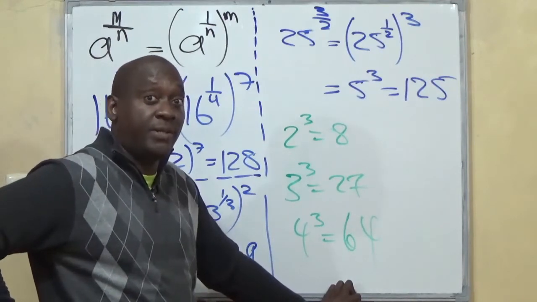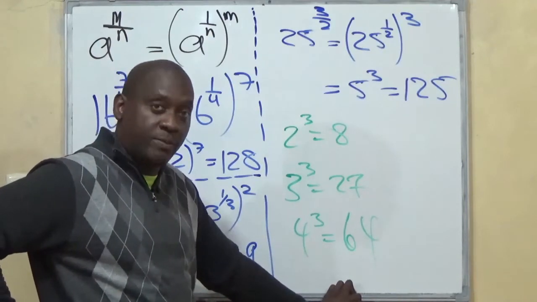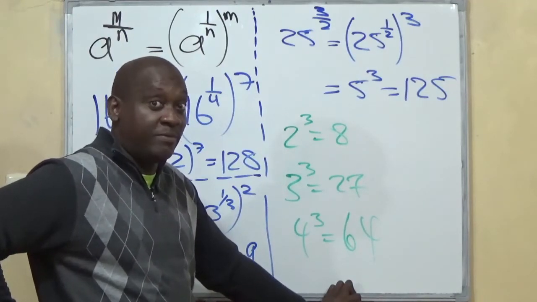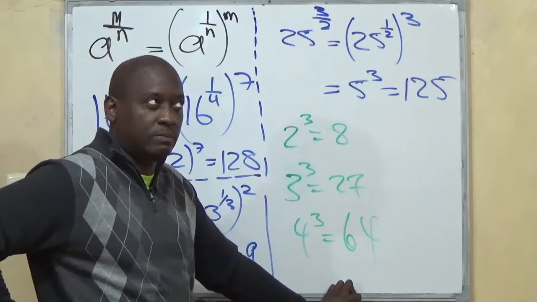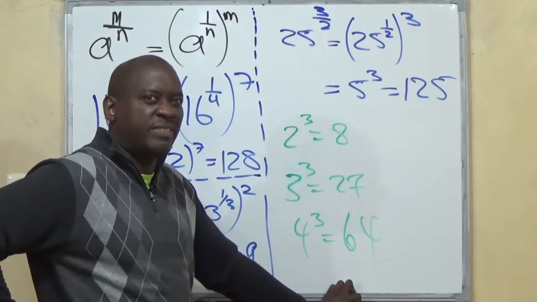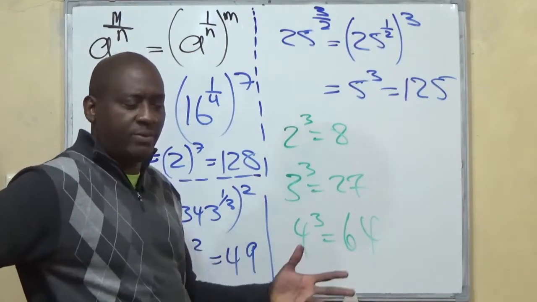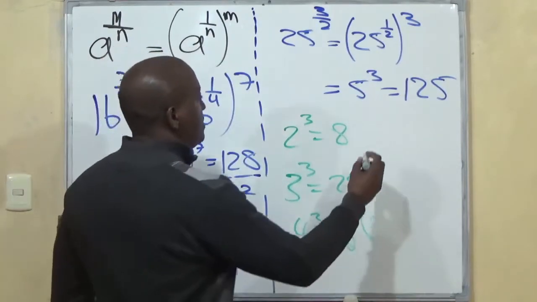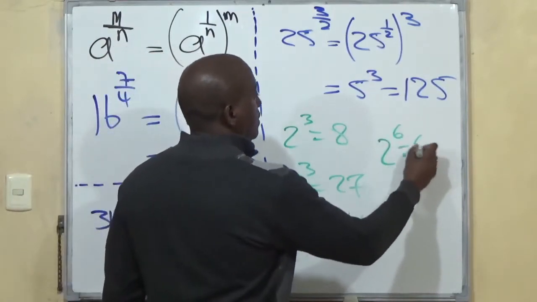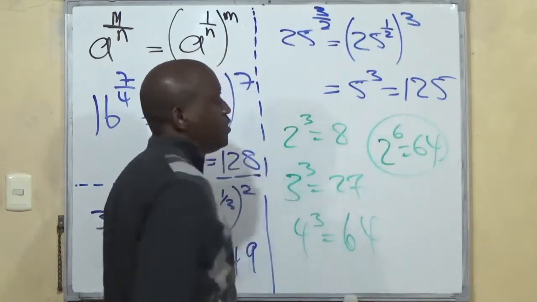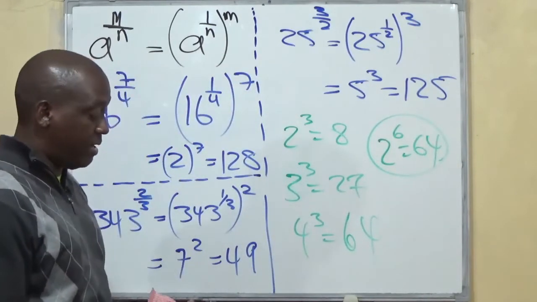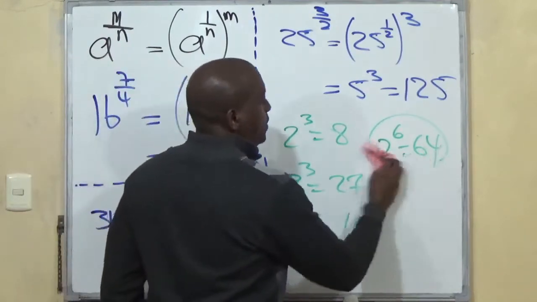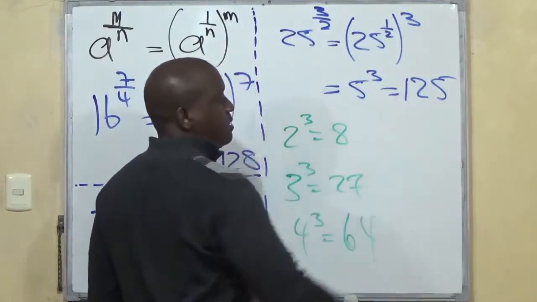64 is also a perfect cube. 4 cubed is equal to 64. 64 is also a perfect 6, because 2 to the power of 6 is 64. I don't know the exact word for 6, but you understand what I'm saying. 2 to the power of 6 is 64.